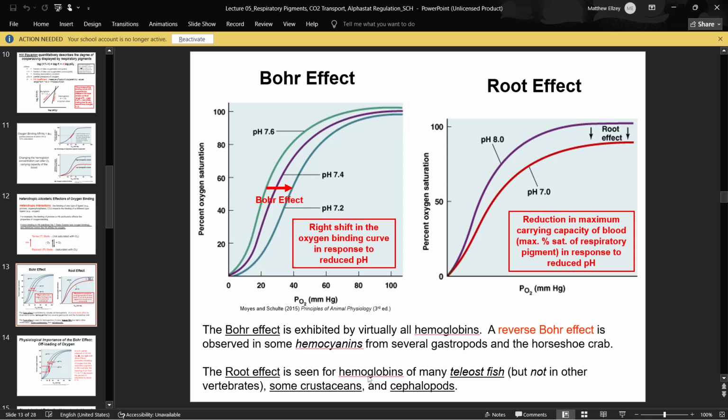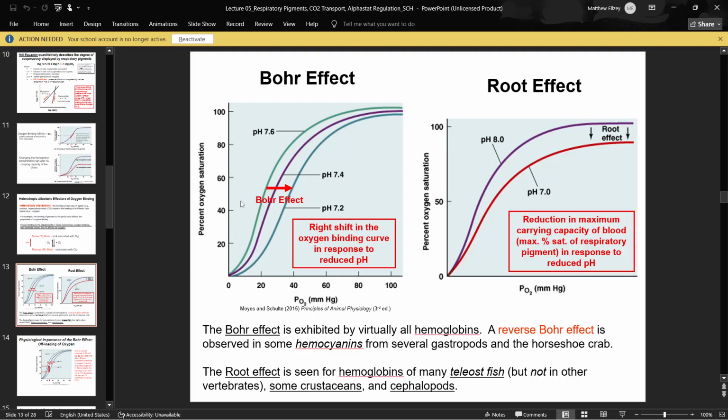So what is the Root effect? It's seen in hemoglobins of many teleost fish, but not in other vertebrates, and in some crustaceans and cephalopods. It's basically a reduction in the maximum carrying capacity of blood, so the maximum percentage of saturation of these pigments in response to lower pH. So right here, at a higher pH, there's a lower maximum saturation. The curve does shift some, but it's more that this asymptote, where the line flattens out, will just be lower with lower pH. That's the Root effect: the carrying capacity is lowered with lower pH.